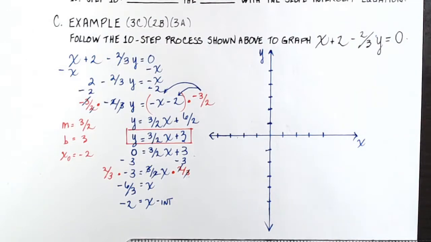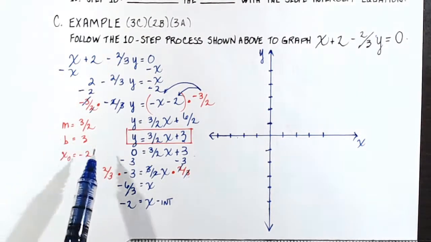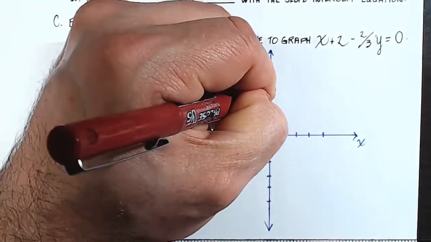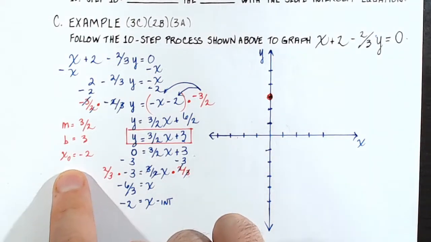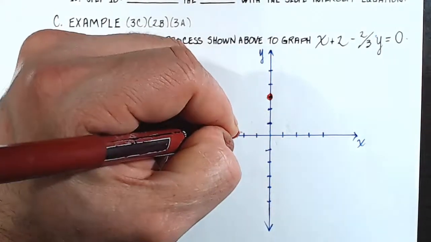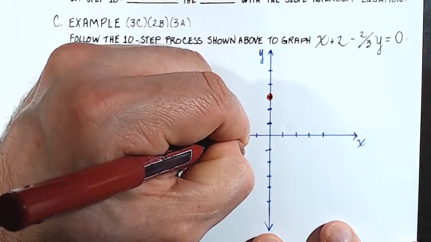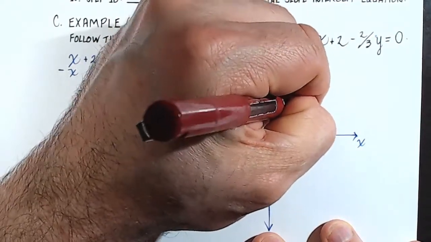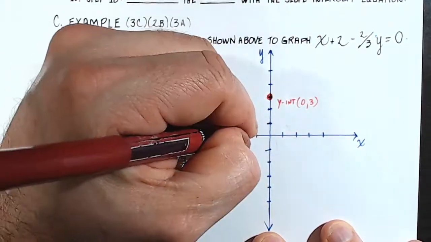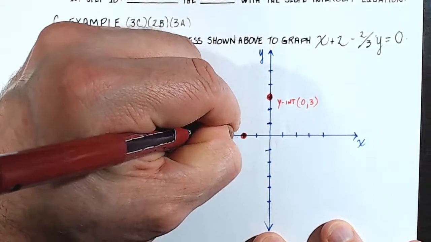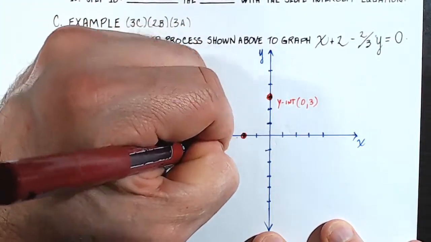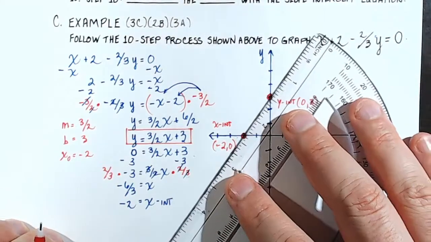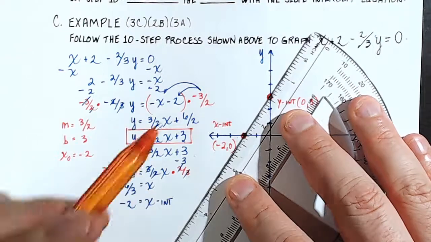And now we can plot our points. So we can plot the y-intercept at positive 3, right here, 0, 3. And we can plot the x-intercept at negative 2, which should be right here, negative 2. So let's label these points. This is the y-int at 0, 3. And this is the x-int at negative 2, 0. Now we can draw a line passing through those 2 points.